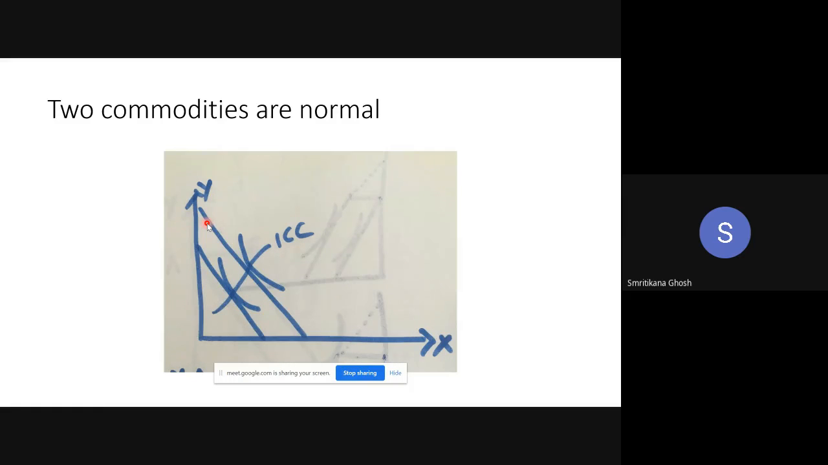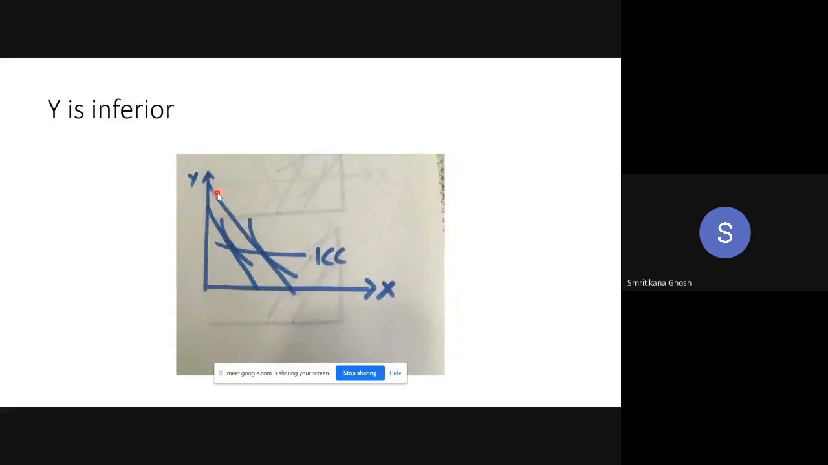So anyway, here what happened: when the income is increasing, the demand for X is increasing, or rather here not the demand, the consumption of X is increasing and consumption of Y is also increasing. So you can say that del X del M is greater than 0, del Y del M is also greater than 0. Okay? So income effect is positive here. But if Y is inferior, then your ICC is downward sloping. Look, it is downward sloping. Why? When your income is increasing, you are reducing the consumption of Y, because to you, Y is an inferior good. So for Y, del Y del M is less than 0. But for X, it is positive.